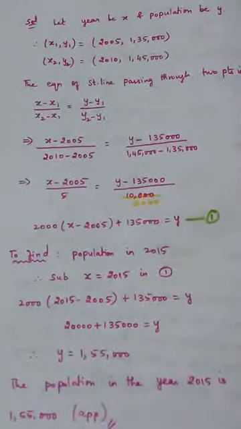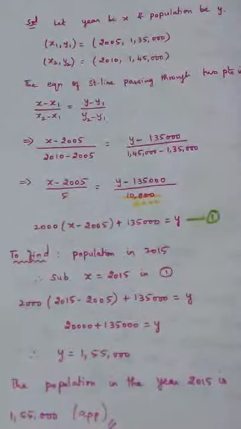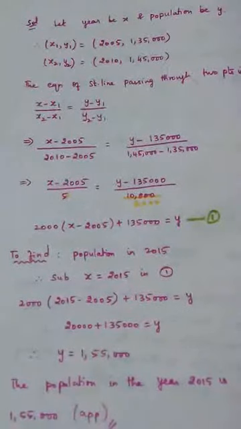Hope you will understand. We are using the equation of straight line concept here to find the population in the year 2015. Going to the next sum, problem number 15.